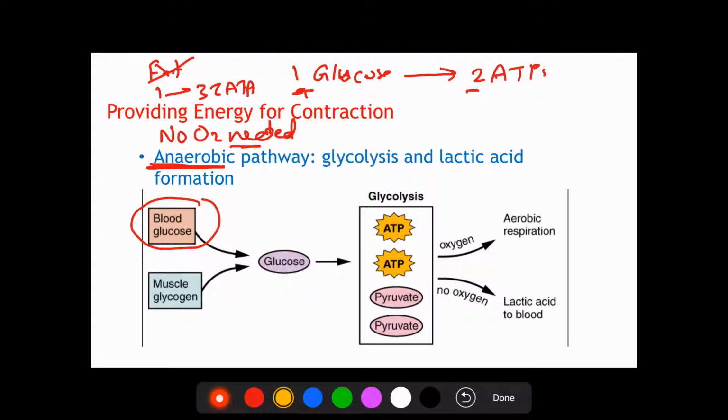Here, it's very inefficient. However, the advantage is this is very fast. This is a very rapid mechanism. Okay, so blood glucose or the glycogen will turn into glucose, and now within the muscle cells, this glucose would be broken down, if there is no oxygen, to ATPs and some other side products, and that would produce the ATP needed under these conditions.